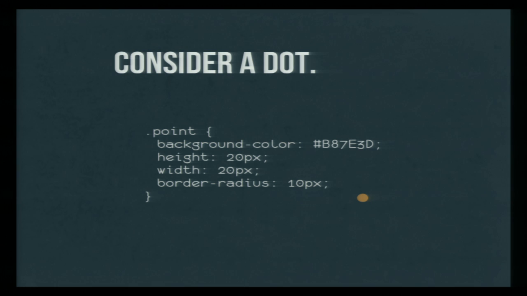And then we give it the styling that it needs to actually become a dot by giving it a background color. We give it some dimensions, and then we round off the corners so that it actually looks like a dot and not a little square. But it's more than that. Or why would we have it on the page, right?